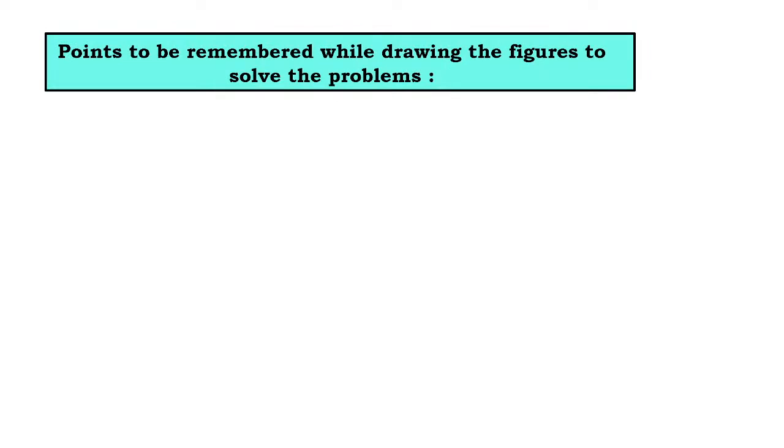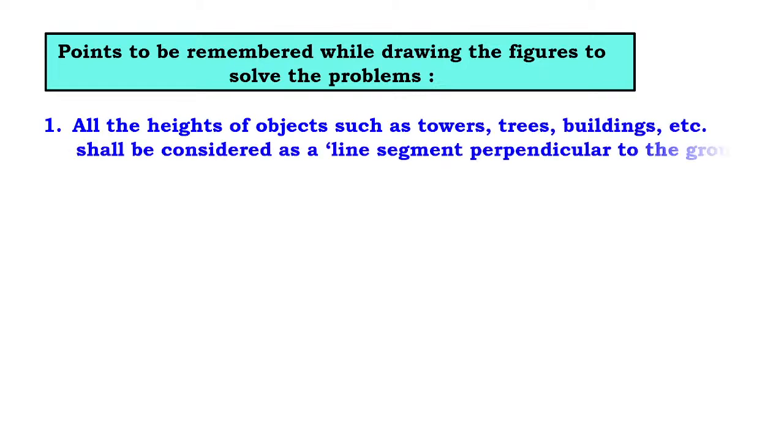So some points to be remembered while drawing the figures to solve the problems. The height of the object such as towers, trees, buildings, etc. shall be considered as a line segment perpendicular to the ground. Ground and the building, always you should make a straight line, 90 degrees.